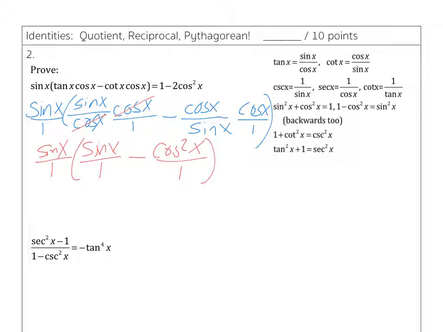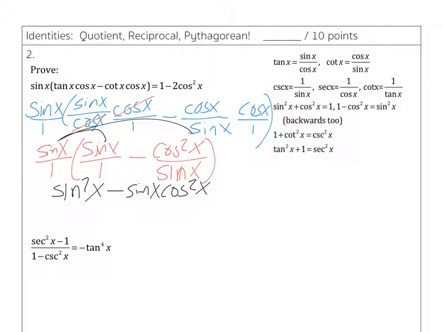Okay? Now, sorry, that should be over sine x. Now I'm going to distribute this through, and sine x times sine x is going to be sine squared x. Sine x times cosine squared x is going to be sine x cosine squared x over sine x. Those cancel out. I'm left with sine squared x minus cosine squared x.